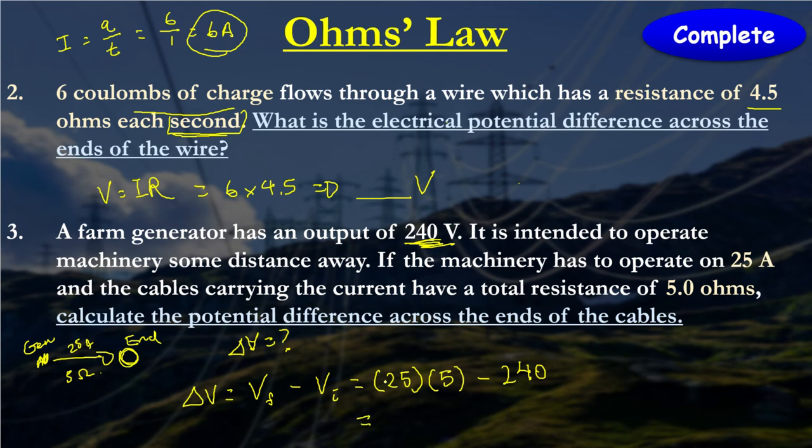So the overall potential difference we get here is negative 115 volts. Now obviously voltage is a scalar quantity, so we can just put it as 115 volts as our potential difference. So you can see that there is a drop off in terms of the voltage from one point to another there.